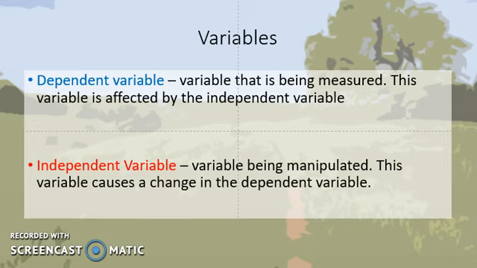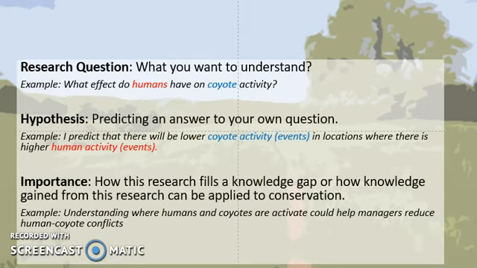In order to form a hypothesis, you must have a dependent and independent variable already selected. A dependent variable is the thing that you will be measuring, and an independent variable is the variable that causes change in the dependent variable. We can see the dependent and independent variable in the research question. The research question is what you want to understand, and in the research question we say, what effect do humans have on coyote activity, humans being the independent variable and coyote being the dependent variable.